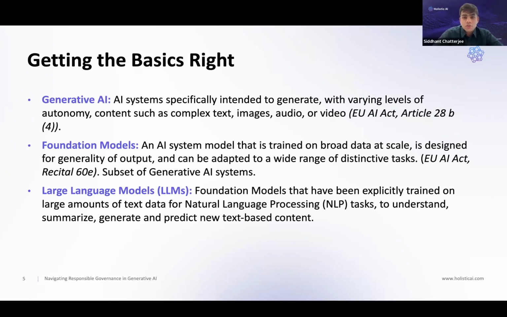We then move on to our third definition, which are large language models. And these models are really a subset, again, of foundation models that have been explicitly trained on large amounts of text data for a variety of natural language processing, or NLP tasks, and therefore can do a variety of things such as understand, summarize, and generate new text-based content. So all your popular LLMs, Gen AI applications like OpenAI's ChatGPT or Google's Bard are in fact examples of LLMs.